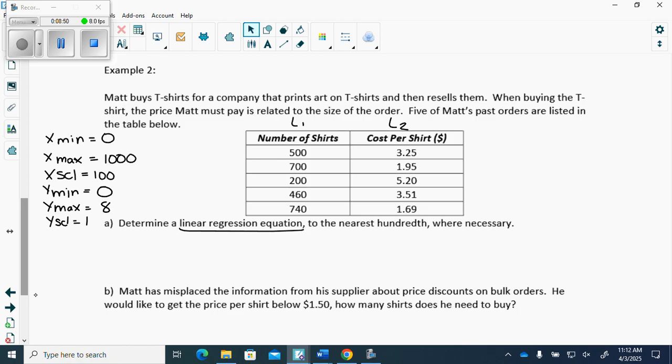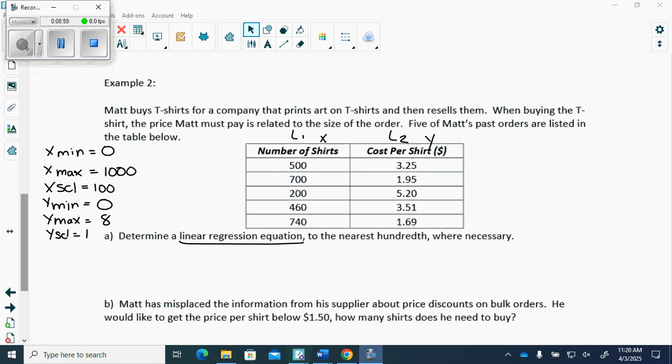So I want you once again, list 1, list 2. This is your x, this is your y. And get a linear regression equation and change your window. Go. So this one says determines the nearest hundredth. So we're going to get y equals, it says where necessary.